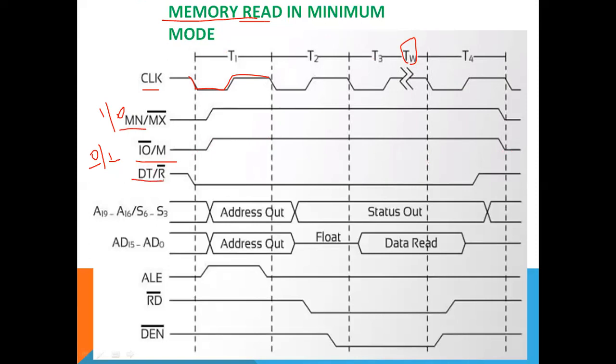Data transmitting or receiving. So here we are transmitting the data. To receive the data means a write operation. DT/R bar: 1 means to receive the data, 0 means to transmit the data. So read operation means to transmit the data. So that's why 0 as input.